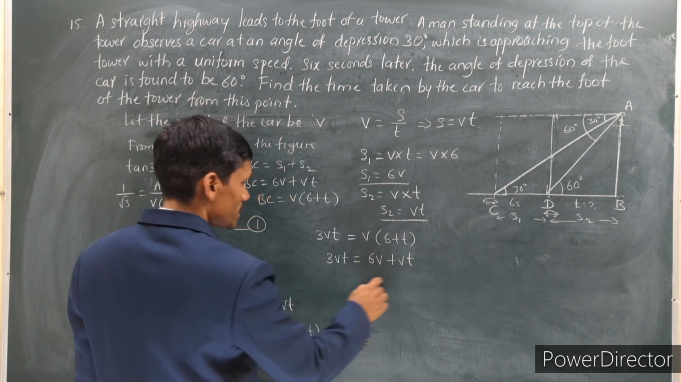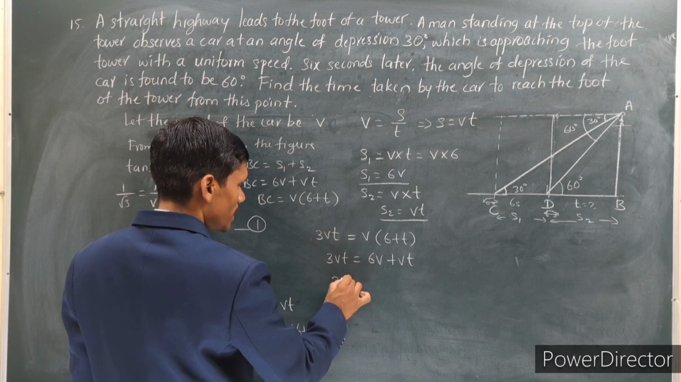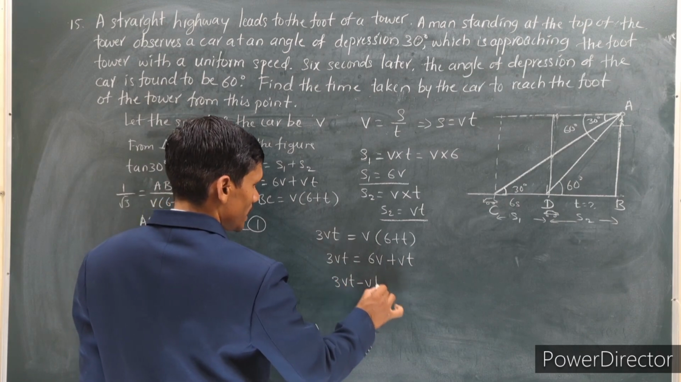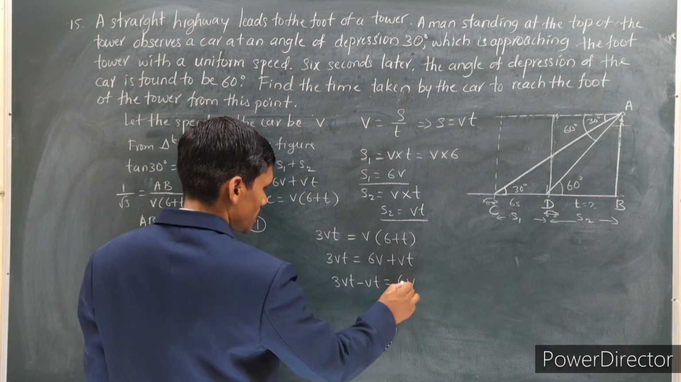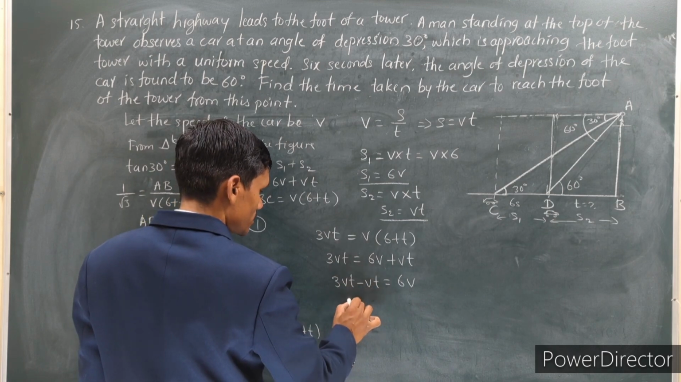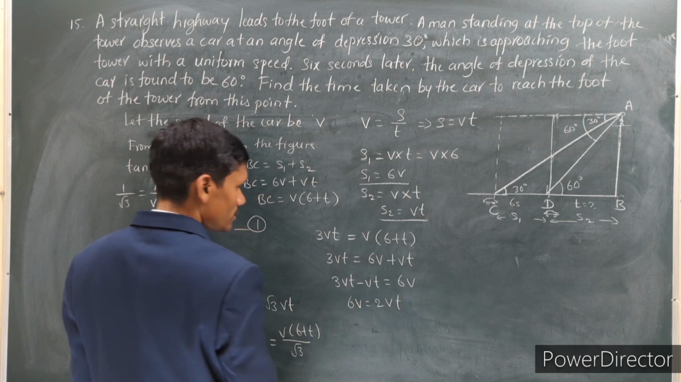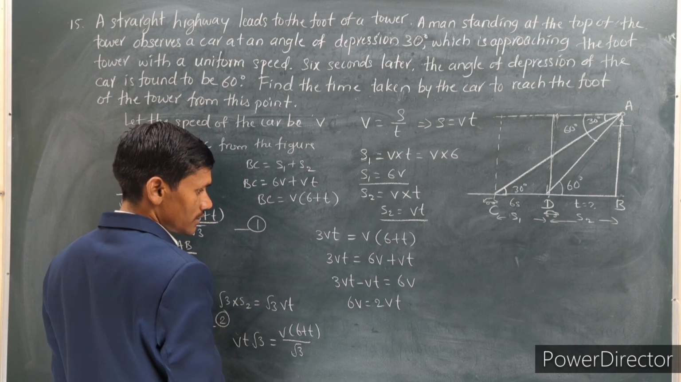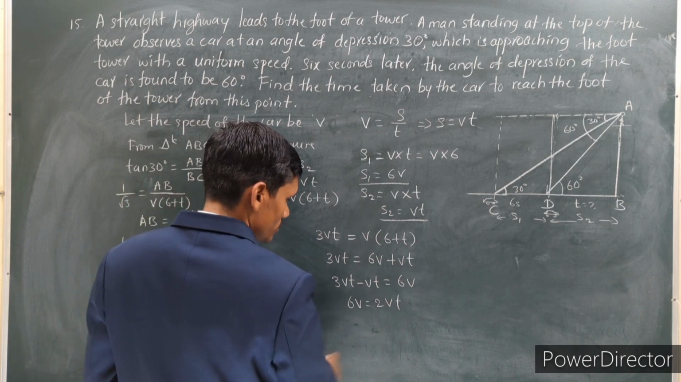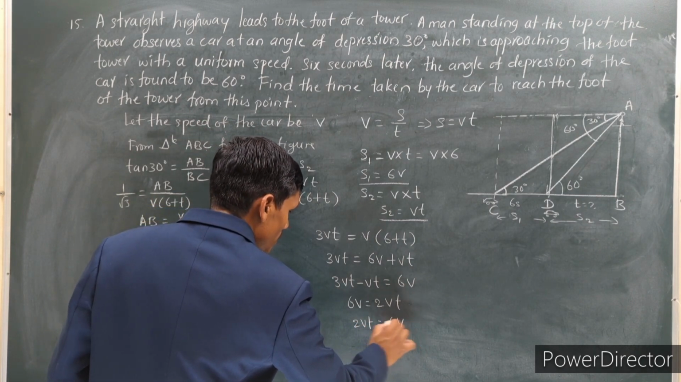Now you bring this pi t to this side. What this becomes: 3 pi t minus pi t is equal to 6 pi, right? So 3 pi t minus pi t means 2 pi t remains. Okay, so 6 pi is equal to 2 pi t. Now you can write this as 2 pi t is equal to 6 pi, right?